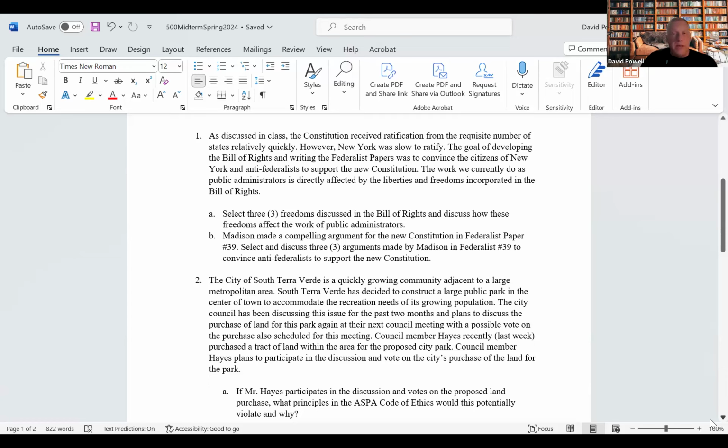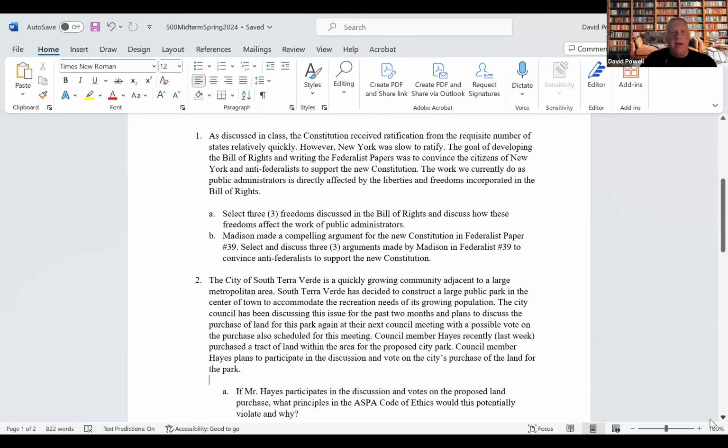And then in 1B, we're focusing on Federalist Paper number 39. We spent some time in class going through Federalist 39. We talked about the arguments that Madison made in order to convince New Yorkers to support the new Constitution. We talked about how Madison kind of deconstructed the Constitution into its component elements.